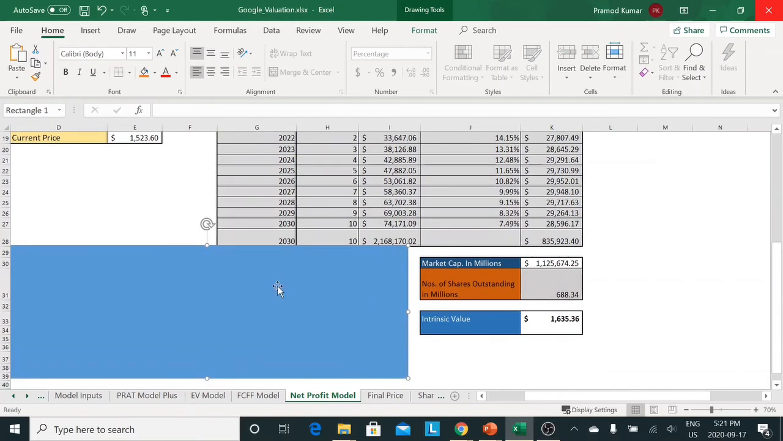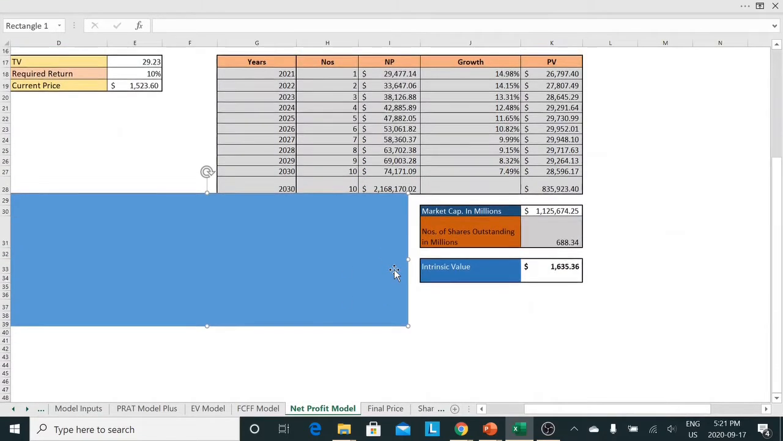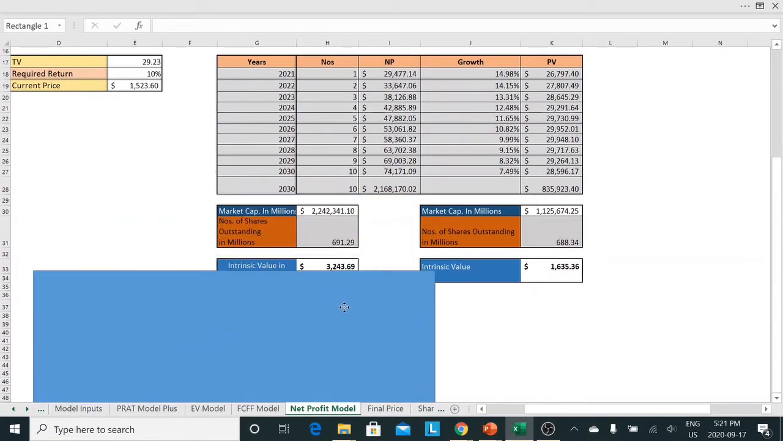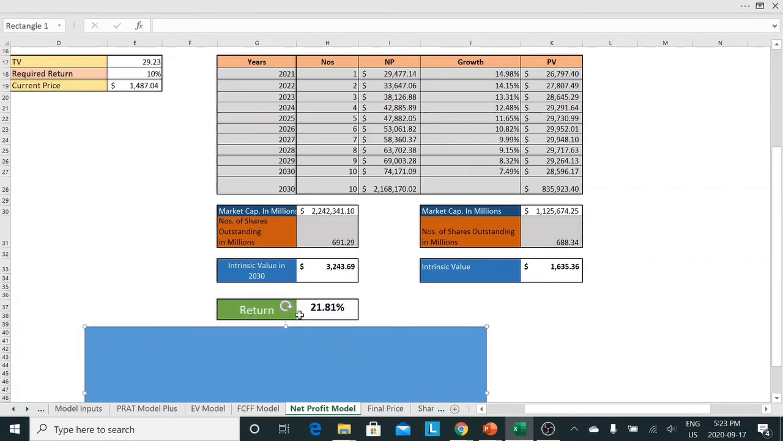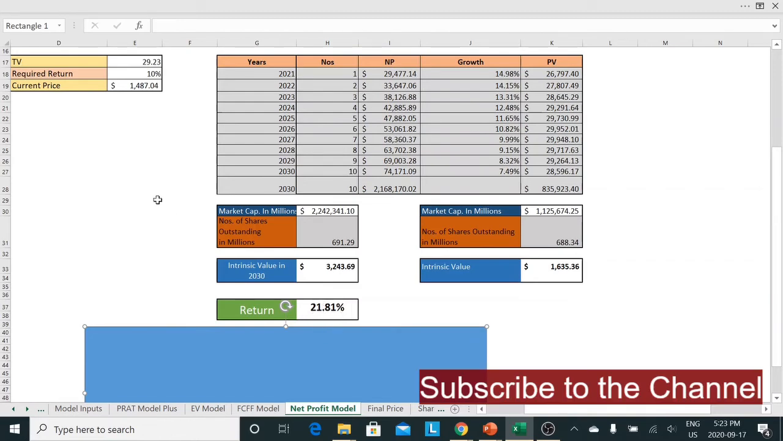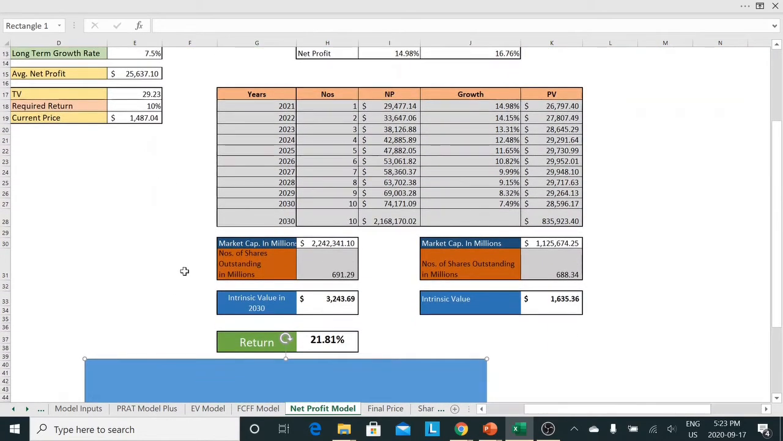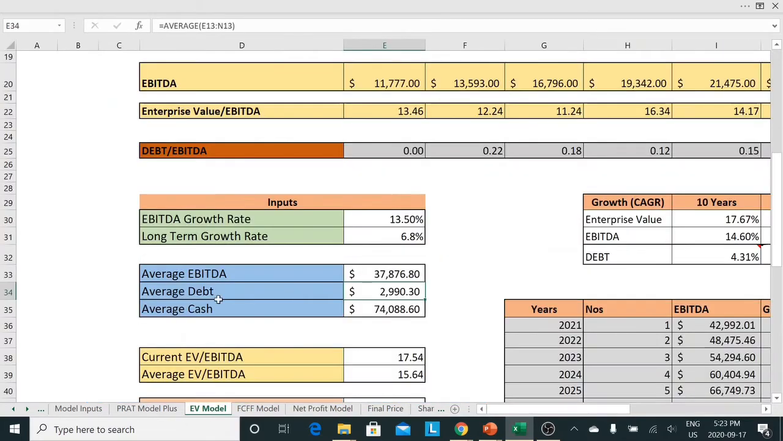If I do the stock prediction for the next 10 years, for 2030, then because of my projected growth, I can easily see the stock after 10 years will be 32 times what I invested, and my return year over year for the next 10 years is 21.81% with this very first model, right? So let's take the second model, which is the enterprise value model.